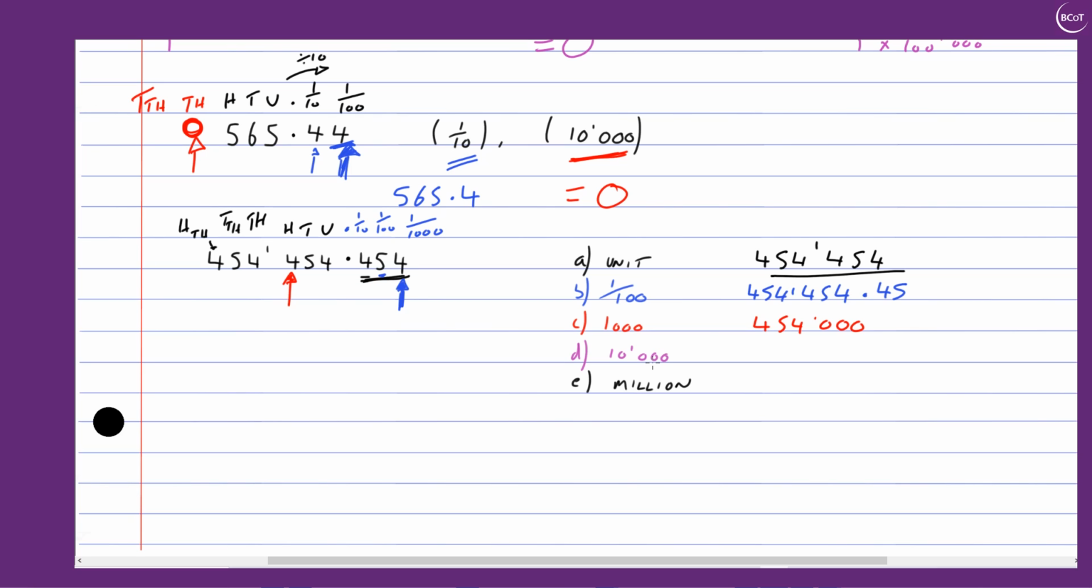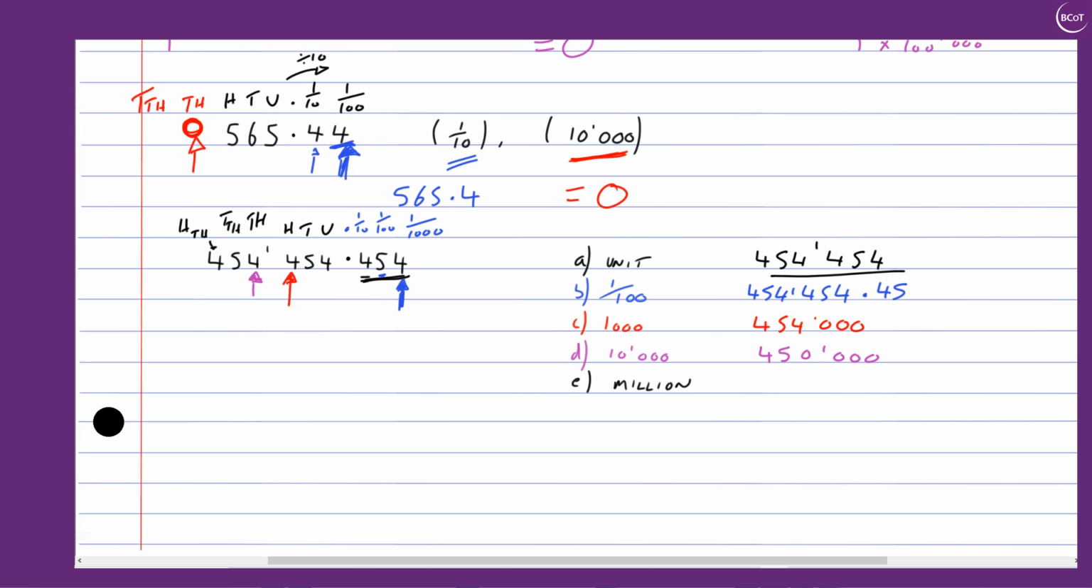And part D is asking us to round the same number to the nearest 10,000. So we look at the column to the right, which is the thousands column, and that is 4. So the answer is going to be 450,000 to the nearest 10,000 number. Because what we're asking ourselves really, when it's asking to the nearest 10,000, is: is this going to end up as a 5 or a 6? Because it's already 5, but is it going to be 5 with a load of zeros after, or a 6 with a load of zeros after?